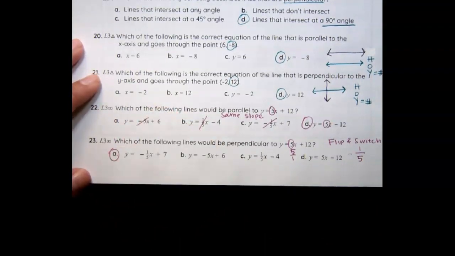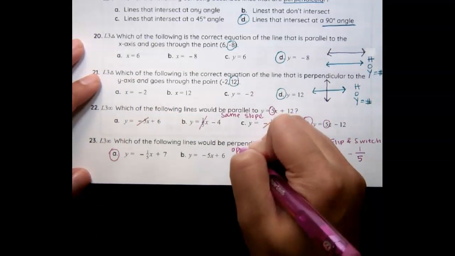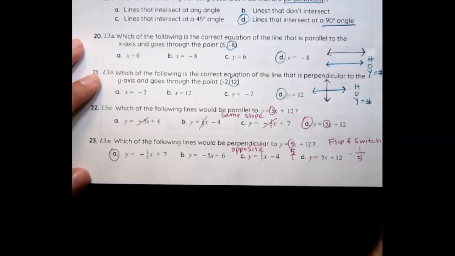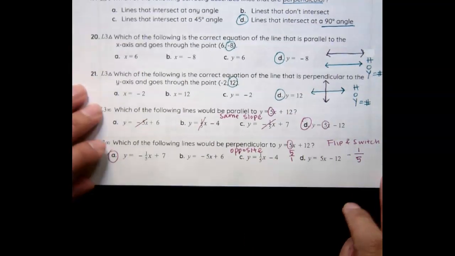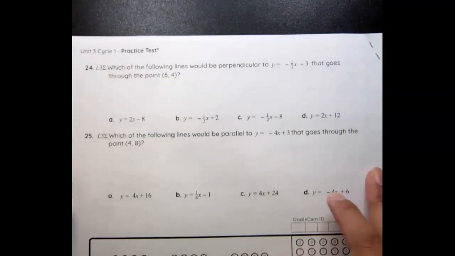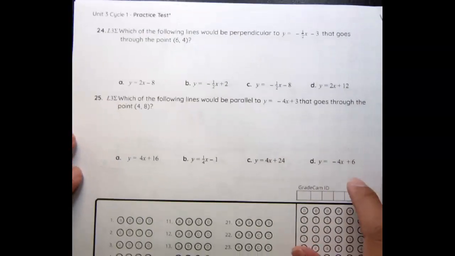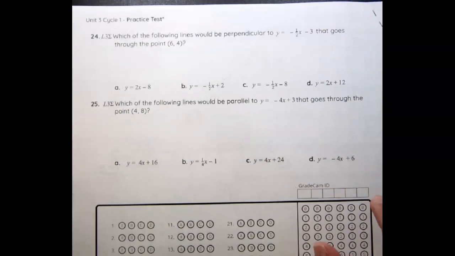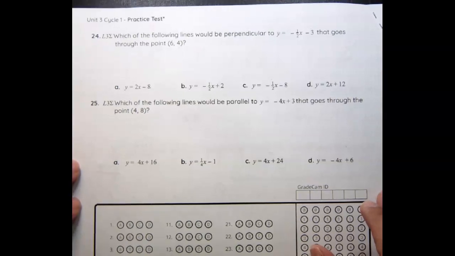Parallel lines have the same slope. Perpendicular is opposite. And you make it opposite by flipping and switching. Flip the fraction, switch the sign. All right, we're almost done. Last two problems. These take a little bit of work, but we're going to use the same concepts that we just did in the last two problems.